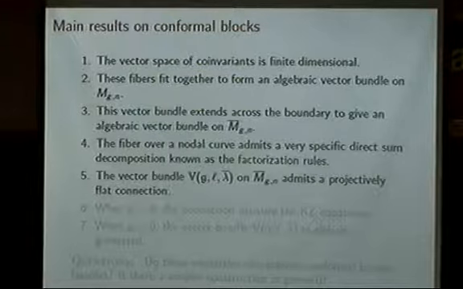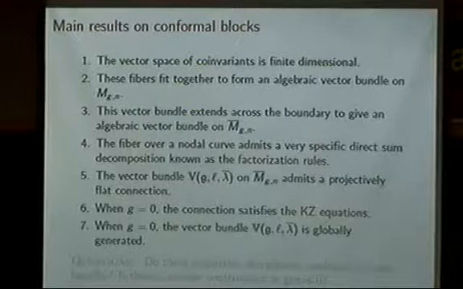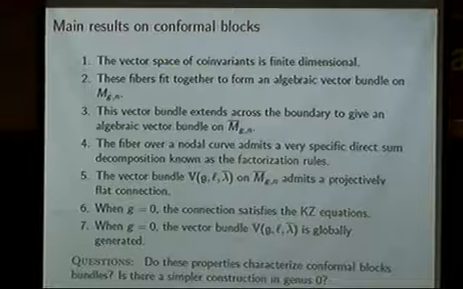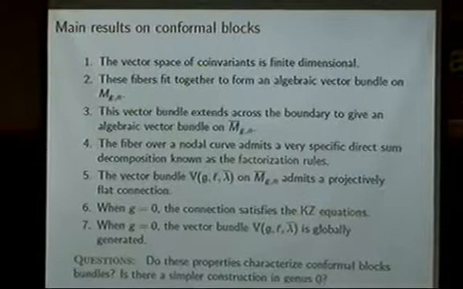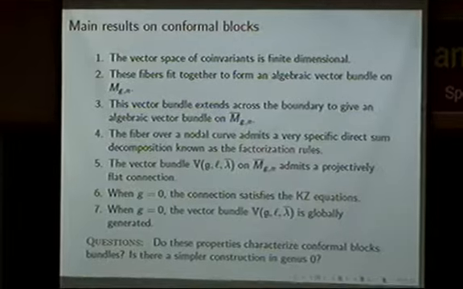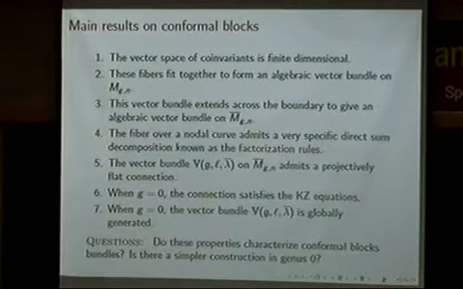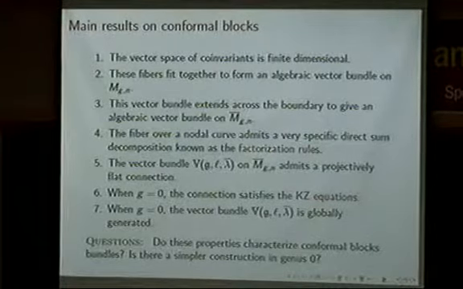When the genus is 0, on M_{0,n} bar, you can say a little bit more. In genus 0, we know that the connection satisfies something called the Knizhnik-Zamolodchikov equations. And we also know in genus 0 that the vector bundles are globally generated. It's an open question whether that's true in higher genus. I don't know if it's true or not. And just in passing, I want to note, do these properties characterize conformal blocks bundles? We'll see especially that factorization is really an amazing property. And I wonder if you have a vector bundle that satisfies this list of properties, if that means that it has to be a conformal blocks bundle.